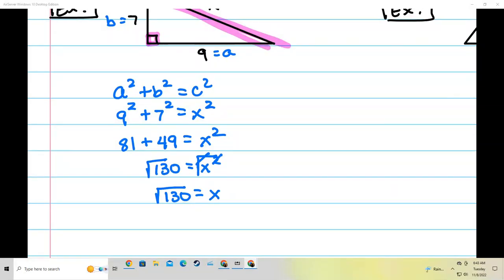So I'm going to check all my perfect squares and see if there's anything that goes into the 130. So I would start at 121, nope. 100, nope. 81, nope. 64, nope. 49, no. What's left? 36 doesn't go into 130. 25 does not go into 130. 16 does not go into 130. 9 doesn't go into 130. 4 doesn't go into 130. We're stuck here, right? Like there's nothing that goes into that 130.